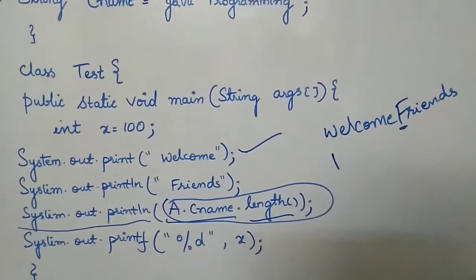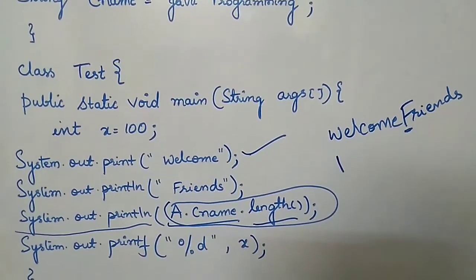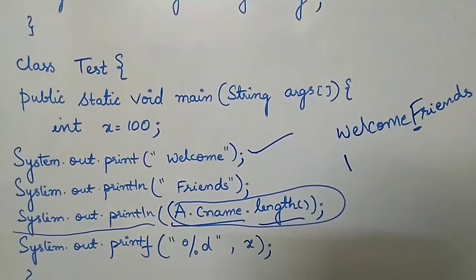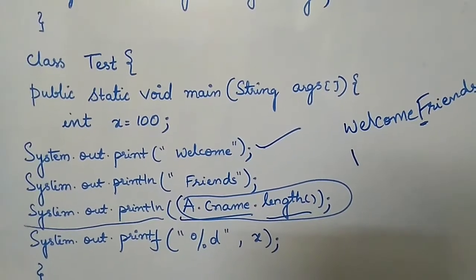Print will keep the cursor in the same line, waiting after the text. But println will take the cursor to the next line after printing the text. That's the difference between print and println.